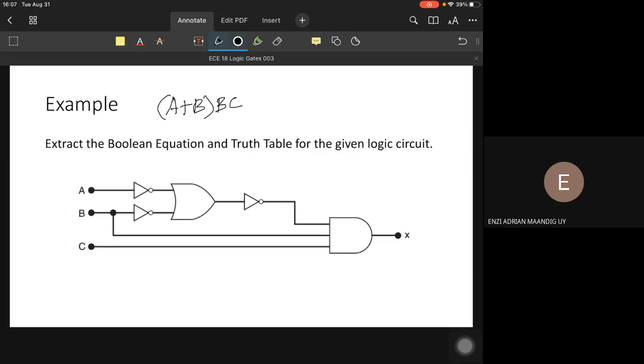Not or, sir? Not or? Oh, the gate? It's a NOR already, right, sir? Not NOR. Not NOR? Not NOR. Wait a moment. Technically, it's normal.